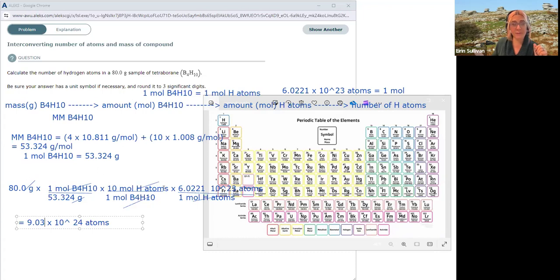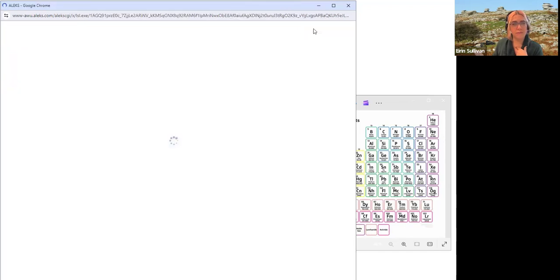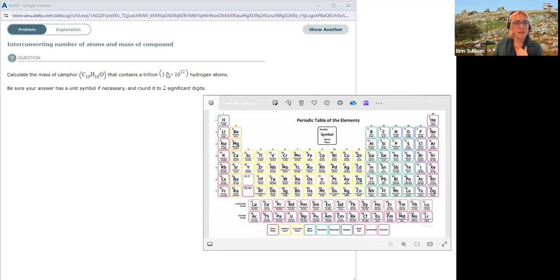If I didn't put the mole ratio in like this, and I just went, oh, it's times by 10 or divide by 10, there's a 50-50 chance you're going to get it wrong, okay? So you don't want to do that. All right, so let's see if we can find one where we go from number of atoms to mass in grams. So we can go back the other way. Okay, so this time we're going from number of atoms to a mass of this camphor substance.